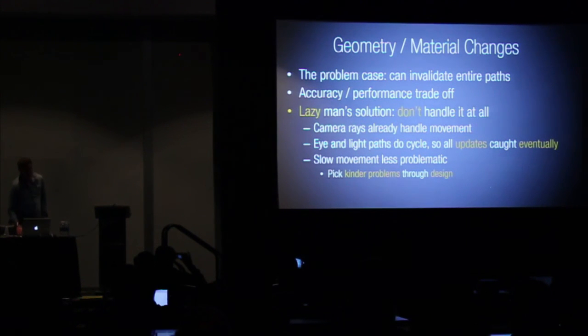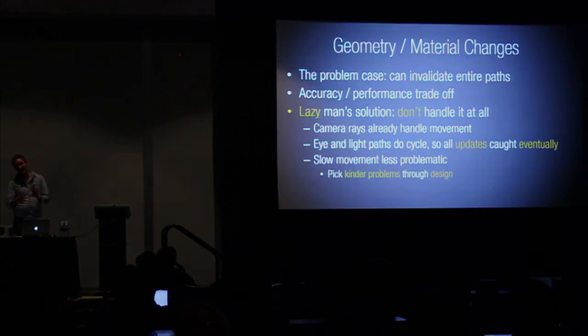When geometry and material changes, this is the problem case, because this means whole paths get invalidated. It means you pretty much have to throw everything away. But do you though? Probably not, because actually if you just don't handle it and let things update cyclically, you probably get away with it to a certain degree. Particularly if you pick kind cases. If we do a load of demos where objects turn and move very, very slowly, then probably no one will notice.